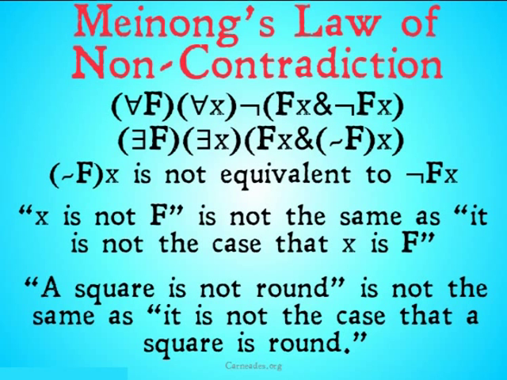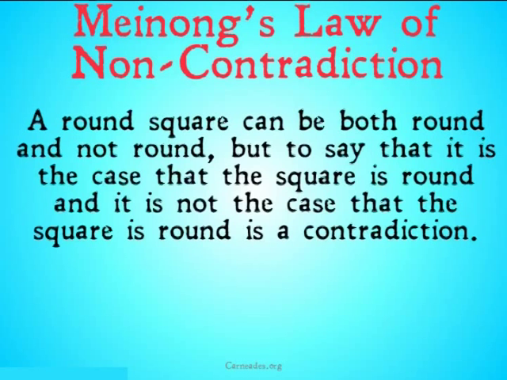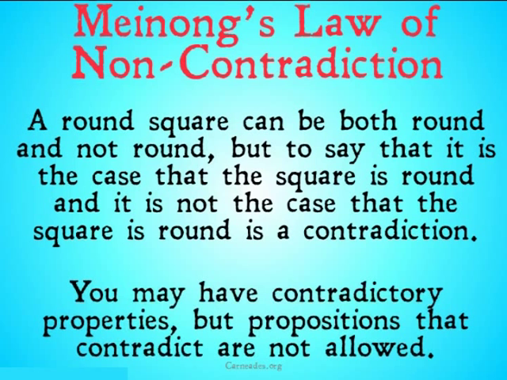What does this mean? Well, let's take a look and try to unpack it a little more. So, a round square can be both round and not round. In fact, it has to be both round and not round to be a round square. But to say that it is the case that the square is round and it is not the case that the square is round is a contradiction. By denying the full statement, we run into a contradiction, but by merely denying the property, we do not, under Meinong's understanding. You're allowed to have contradictory properties, but propositions that contradict are not allowed.